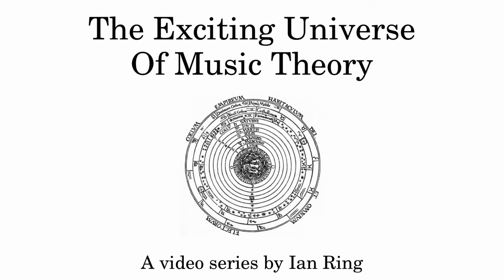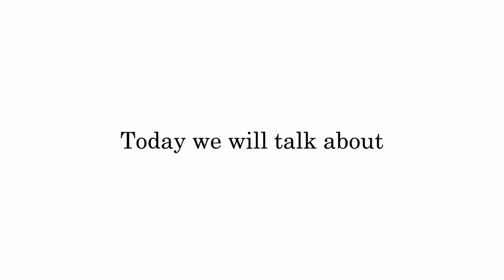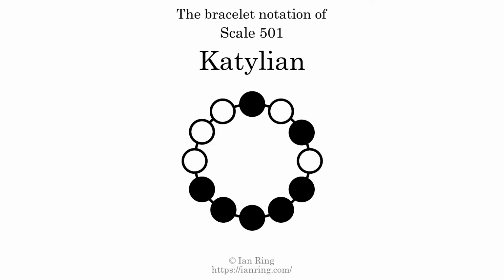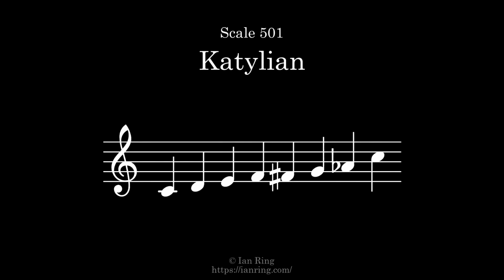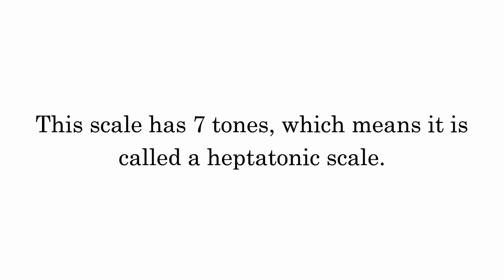Welcome to the exciting universe of music theory. Are you ready to learn? Then let's begin. Today we will talk about scale 501, Katylian, which sounds like this. This scale has 7 tones, which means it is called a heptatonic scale.